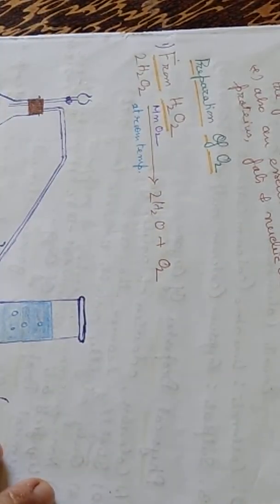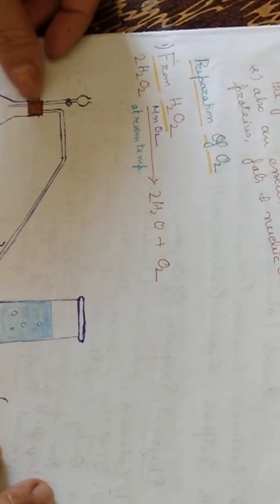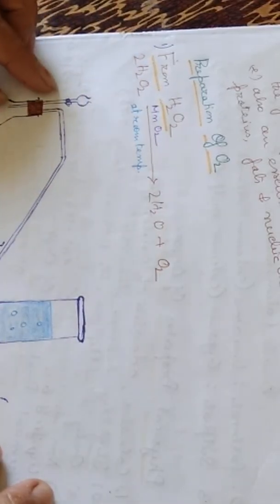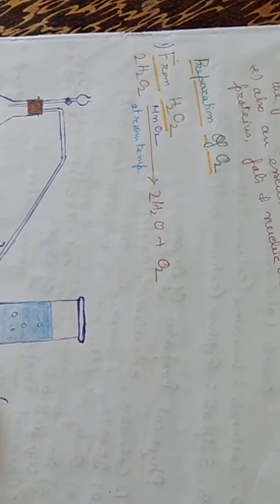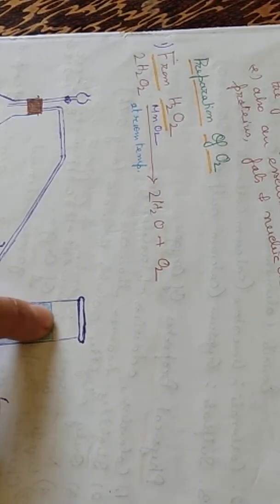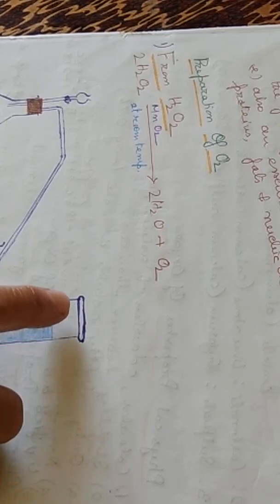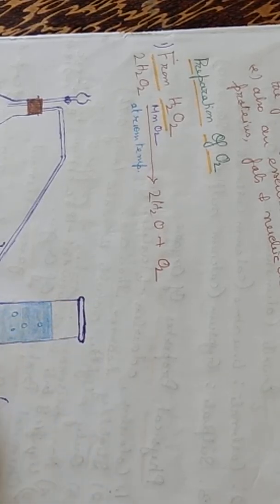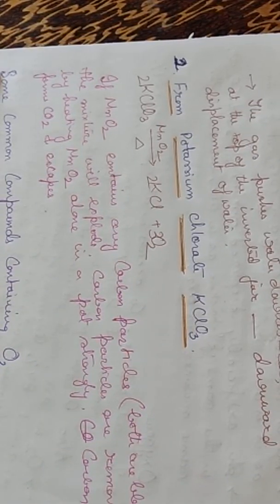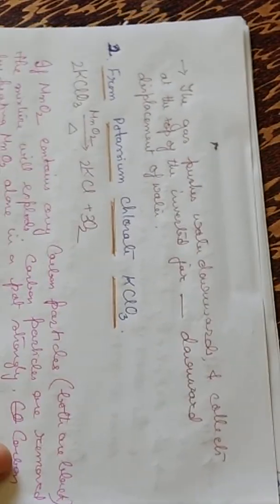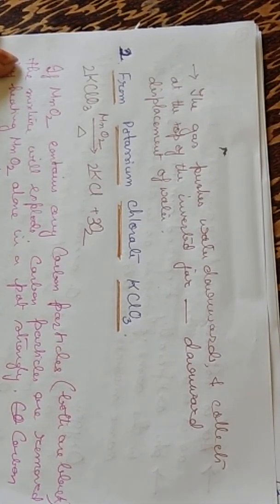So this is a very suitable process. The manganese dioxide is poured through this funnel, and we see that a gas escapes into the trough and rises into the inverted flask. We see bubbles rising above the water level. The gas pushes the water downwards and collects at the top of the inverted jar. This is known as downward displacement of water.